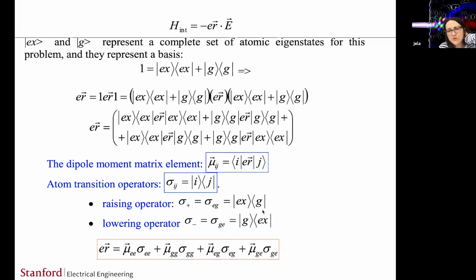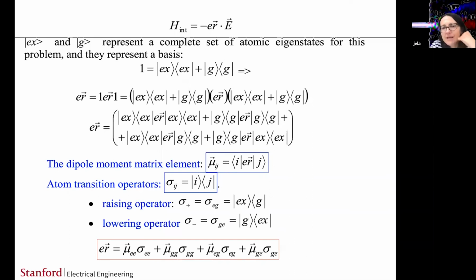Why do we call these two raising and lowering operators? Does that make sense? Yeah, so if you apply the raising operator onto the ground state of the atom, what do you get? You move it to the excited state. If you apply the lowering operator to the excited state, you move it to the ground state.